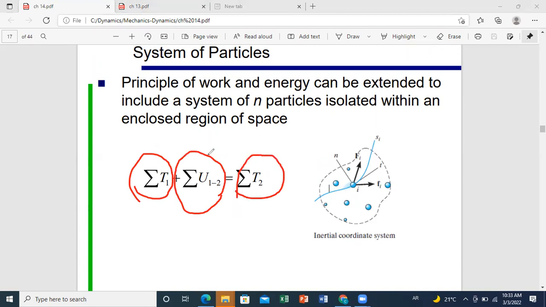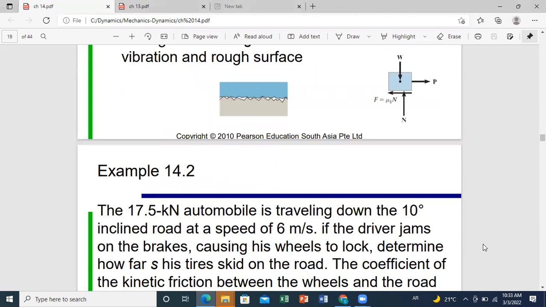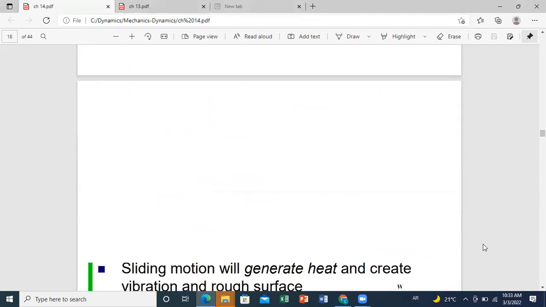We'll see that using a system of particles in work and energy will sometimes be very helpful and will reduce the solution time a lot. We'll see how. So let us do some practice together.